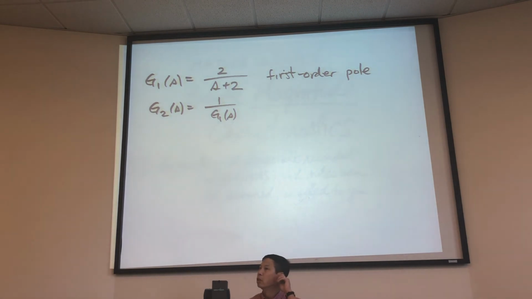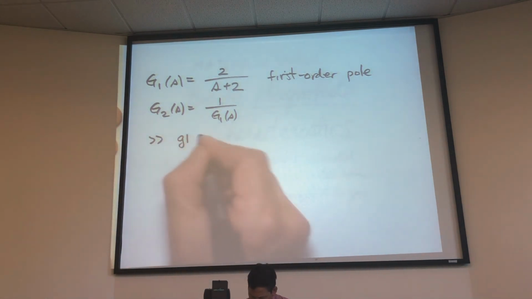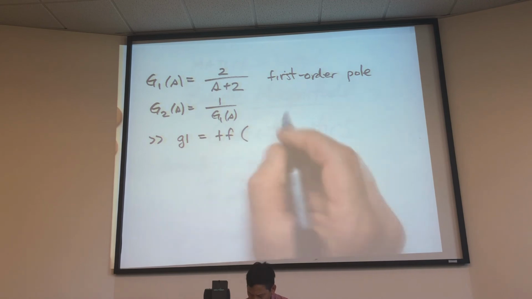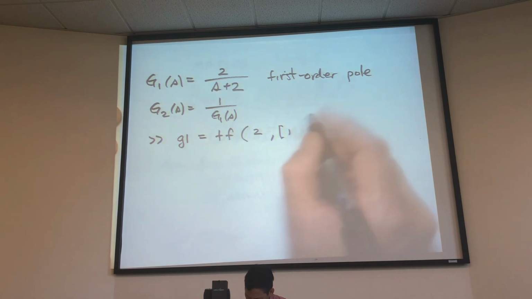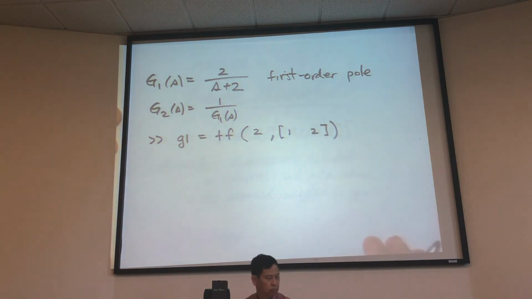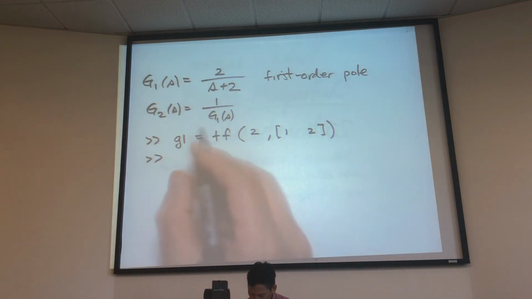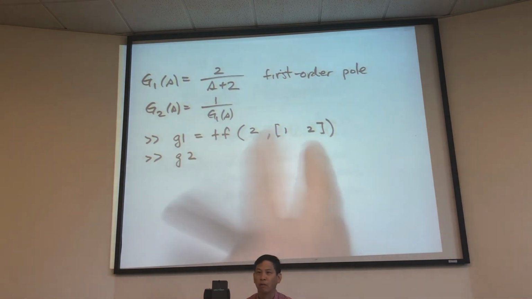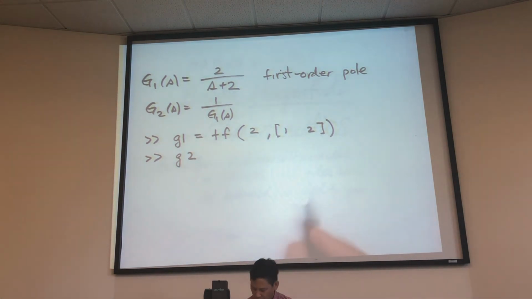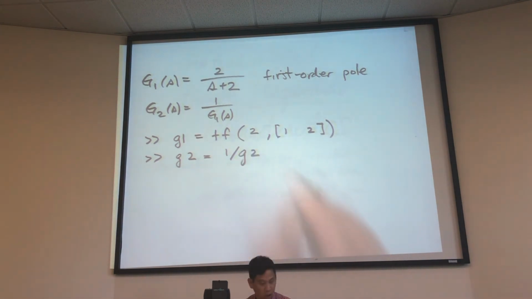G1 of S. So what we can do is let's go ahead and enter these into MATLAB. And in MATLAB, what I would do is I would say G1 is a transfer function. The numerator is 2, and then the denominator is S plus 2, like so. And then if you want to enter in G2 manually, you could just reverse these two terms within the command. Or if you want to try this, 1 divided by G1.